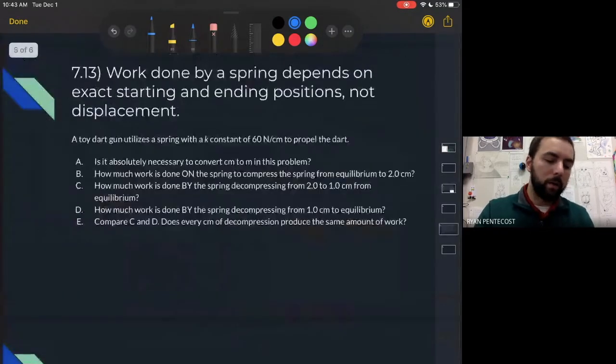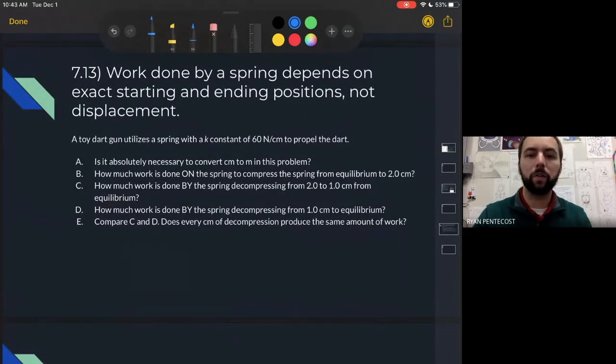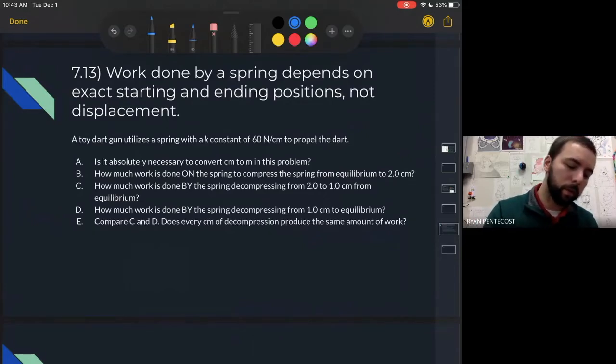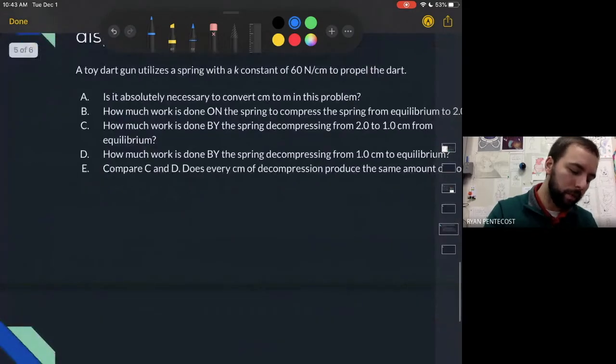All right. Now, last. Work done by a spring is going to depend on the exact starting and ending position, not just the displacement. So we've talked about this before, right? Work, I'll write down here.